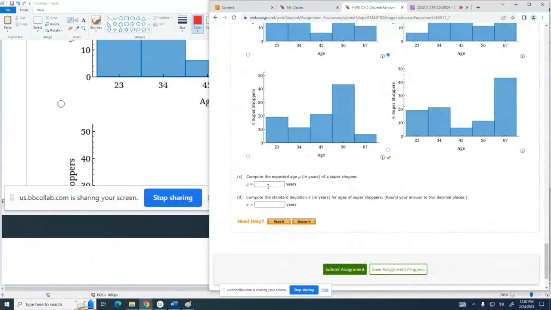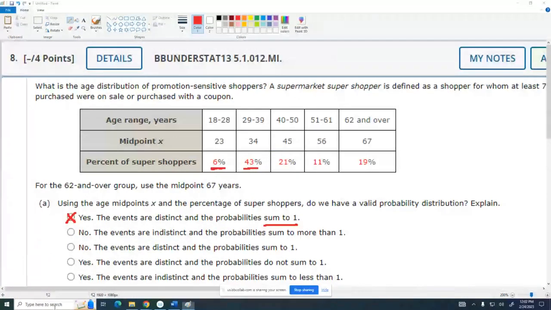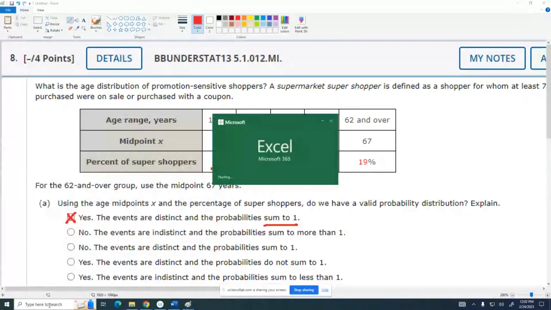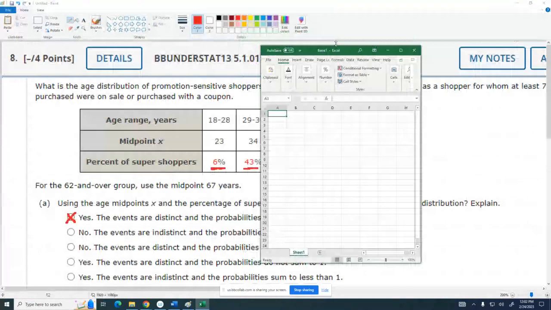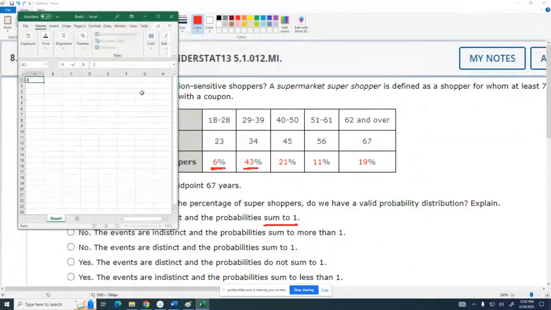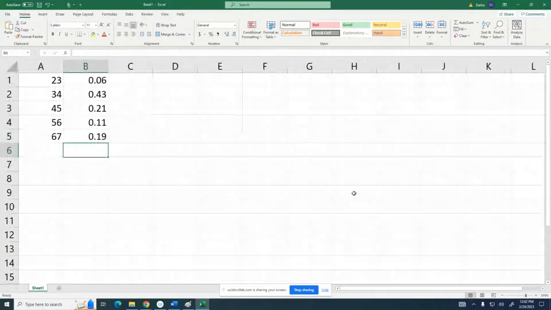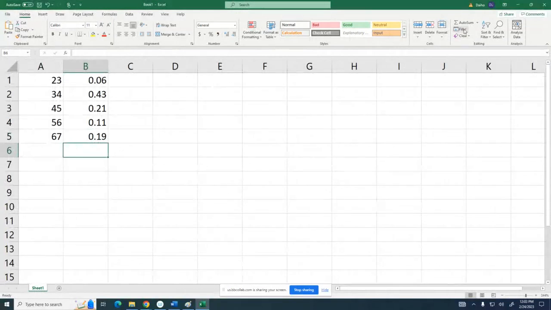And the next one, we need the mean and the standard deviation, right? So let me use Excel. You know, Excel is a good calculator. So let me copy the table: 23, 34, 45, 56, and 67 with the probabilities 0.06, 0.43, 0.21, 0.11, 0.19. And we check, take the sum, always 100%.